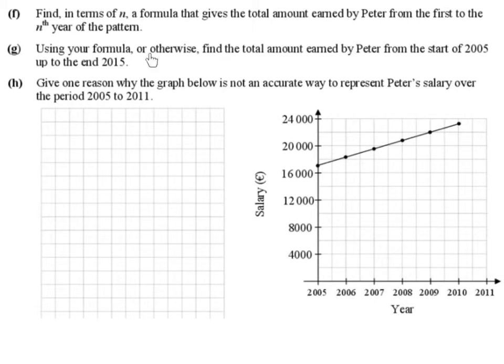G. Using your formula or otherwise, find the total amount earned by Peter from the start of 2005 up to the end of 2015. H. Give one reason why the graph below is not an accurate way to represent Peter's salary over the period 2005 to 2011.